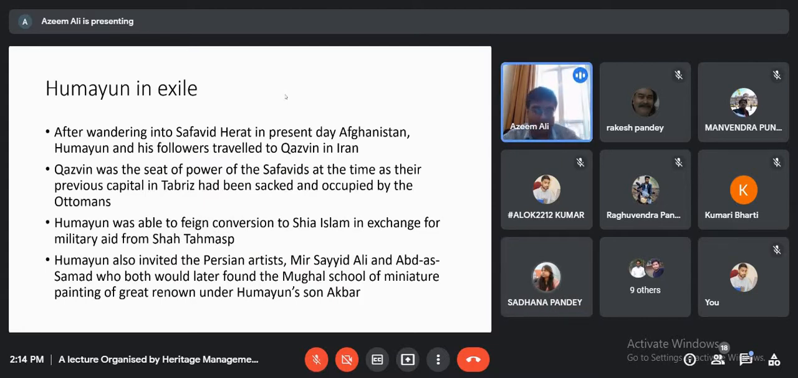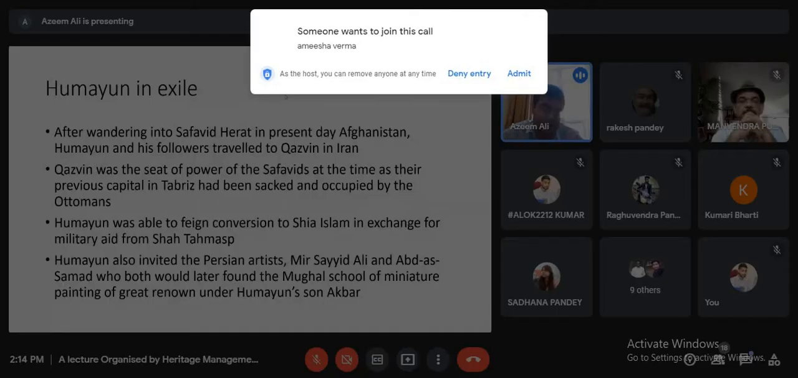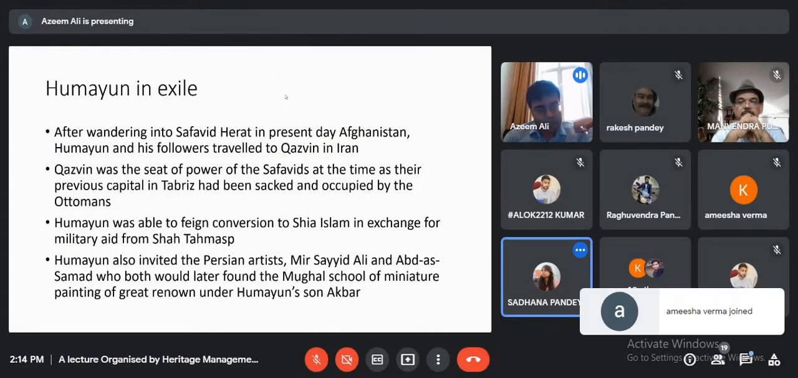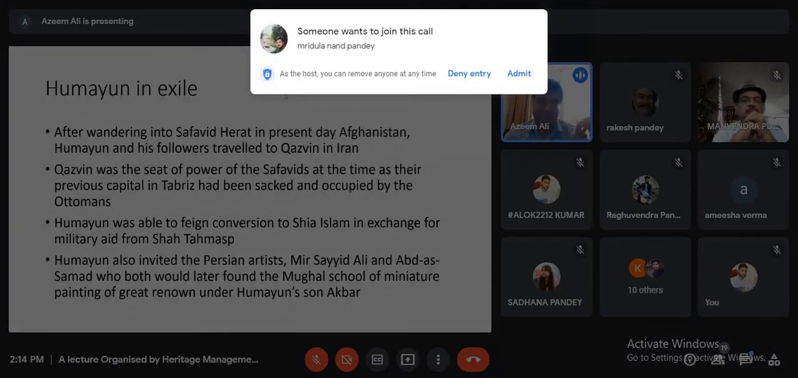And now we're going to go back to Humayun, who at this time had wandered in exile. And after wandering across India, he went to Afghanistan and eventually crossed into modern-day Iran. And Humayun and his followers traveled to Qazvin in Iran, and Qazvin had been the seat of power of the Safavids at the time, as their previous capital, Tabriz, had been sacked and occupied by the Ottomans. Humayun kind of feigned conversion to Shia Islam in exchange for military aid from Shah Tahmasp.